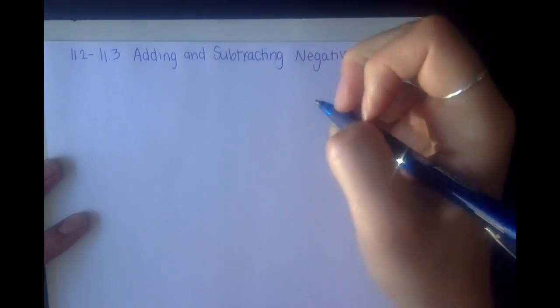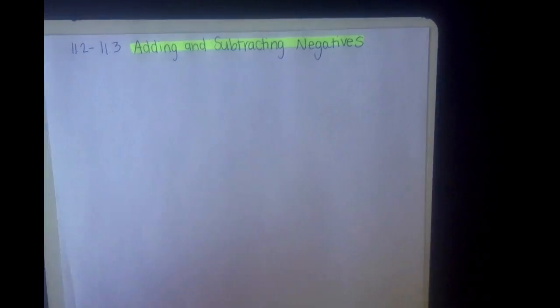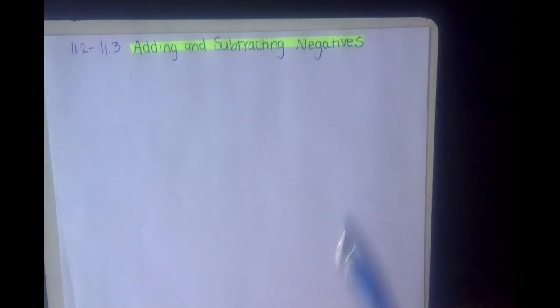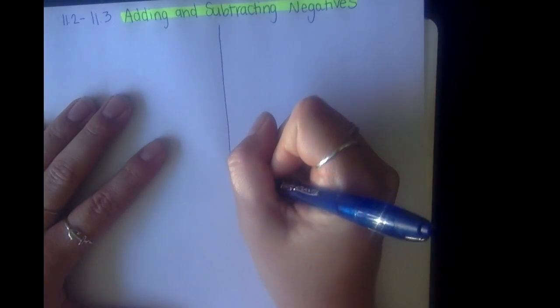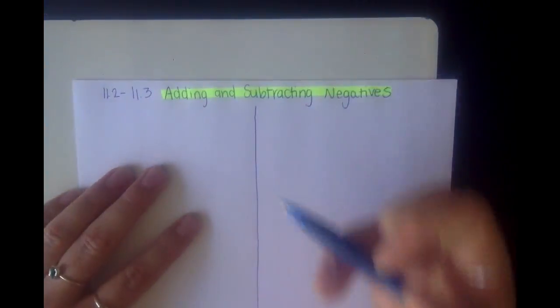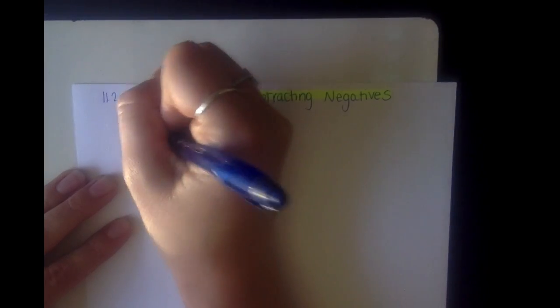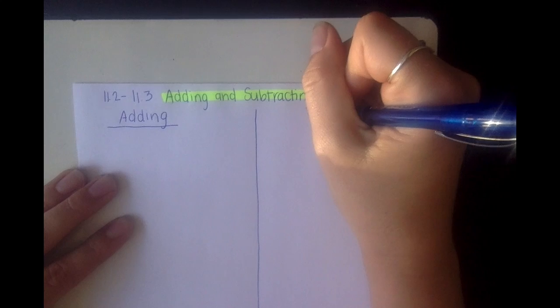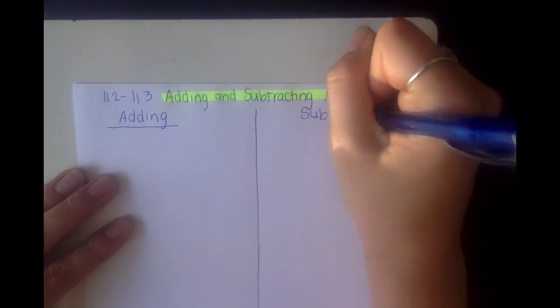So this will be a really good paper of notes to have in your notebook, because I'm going to go over some step-by-step examples. Let's start first. I'm going to split my page in half, because I want to focus on this side. We'll talk about adding, and you'll see why it's important to separate adding negatives with negative numbers, and over here we'll talk about subtracting.